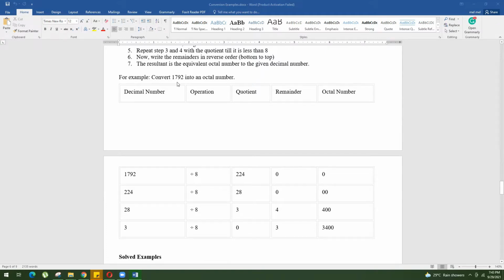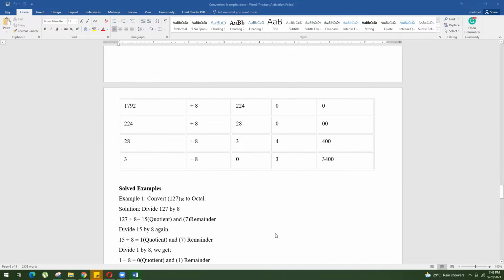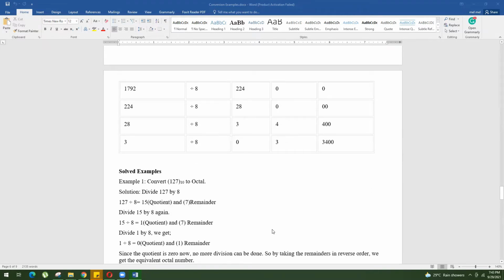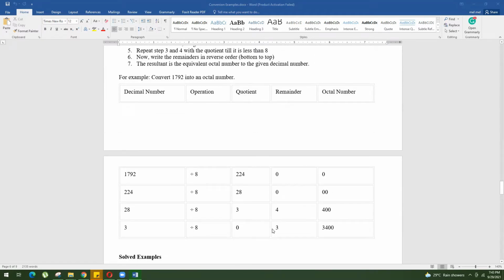For this example, we have 1792 base 10, or 1792 decimal, to be converted into octal. So we have 1792 divided by 8. Quotient is 224, remainder 0. 224 divided by 8 is 28, remainder 0. 28 divided by 8 is 3, remainder 4. Then we have 3 divided by 8 is 0, remainder 3. So what would be the answer? The answer is 3400 base 8.